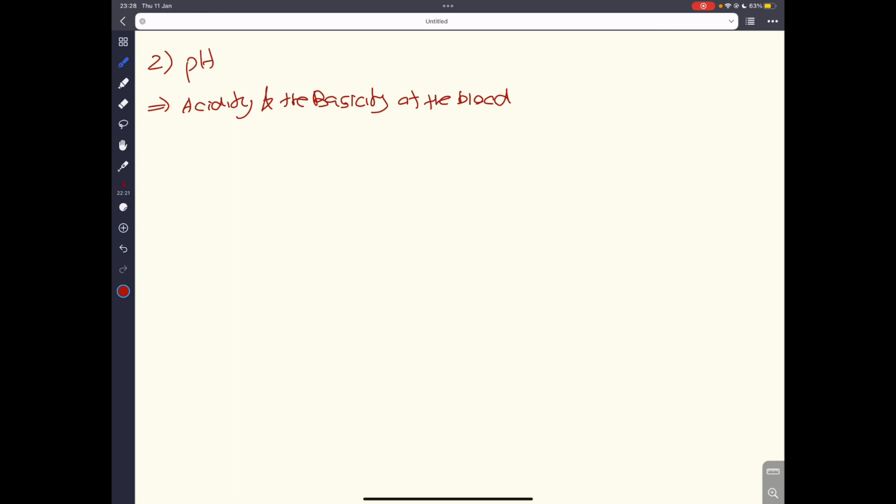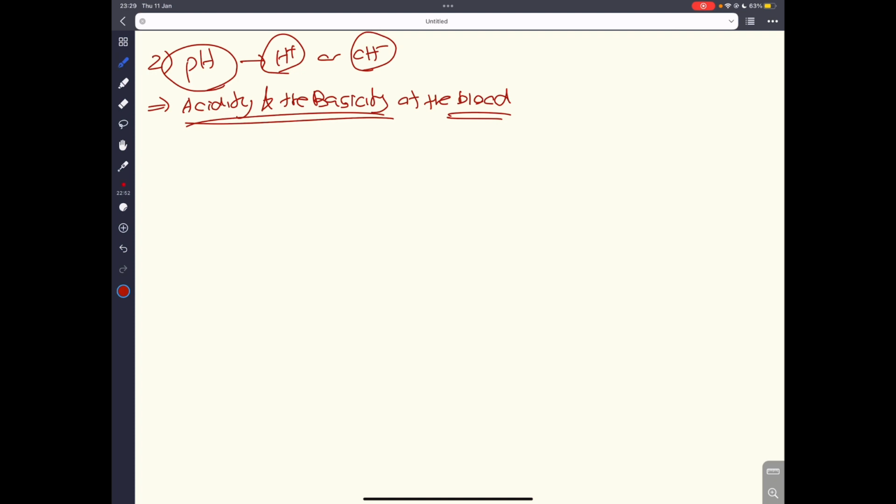So we have to say acidity and basicity. This is called pH. pH is basically a measure of hydrogen ion concentration. This is a little bit of chemical knowledge, but it is basically the measure of hydrogen ions or hydroxide ions. Okay, so we have to know how pH actually affects the enzyme.